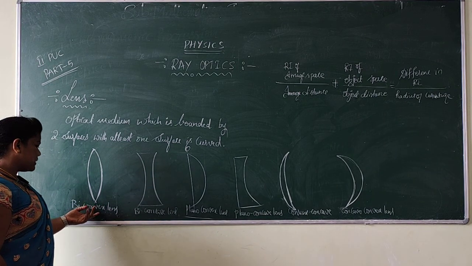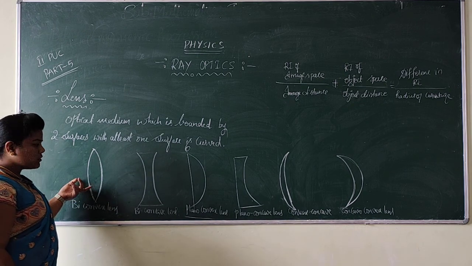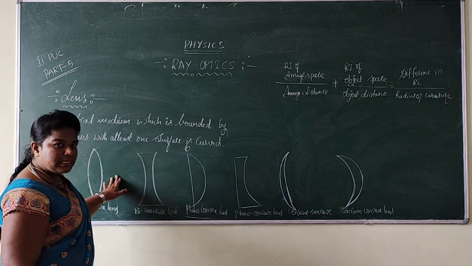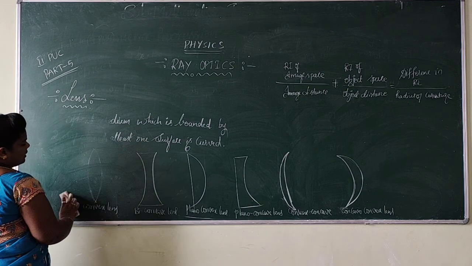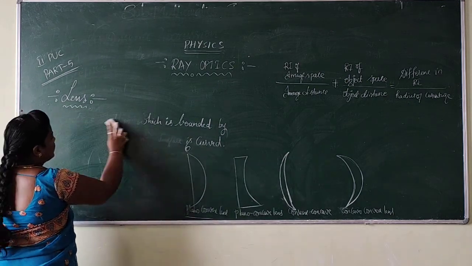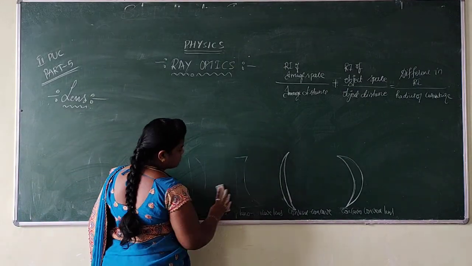But now let us see that the convex lens is said to be the converging lens, because when a parallel ray falls on this convex lens, it converges at a point on the principal axis. I will show you by drawing the diagram. My dear students, you already know from your 10th class that the convex lens is going to converge the rays of light, and it refracts the incident beam of light.